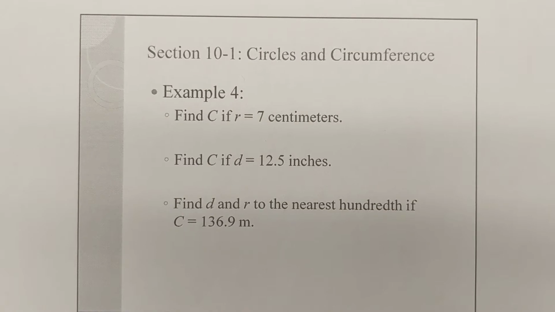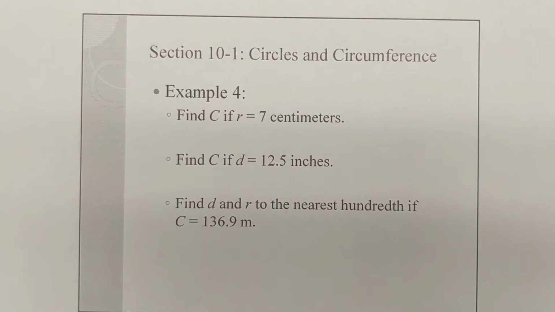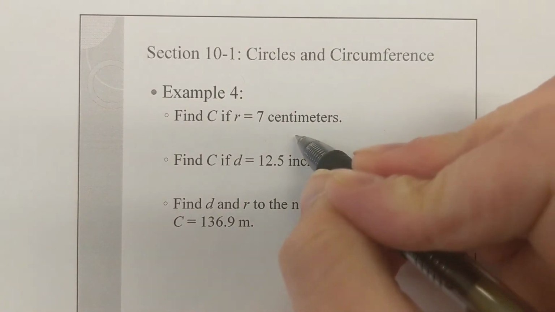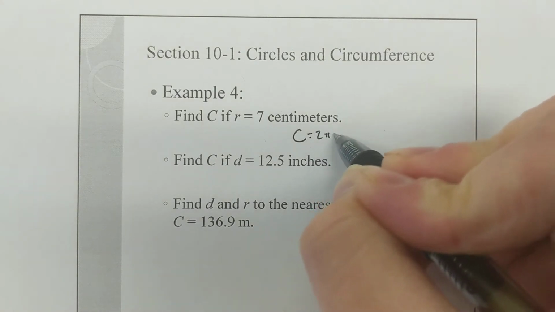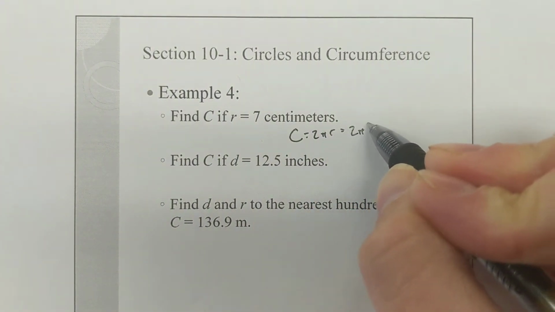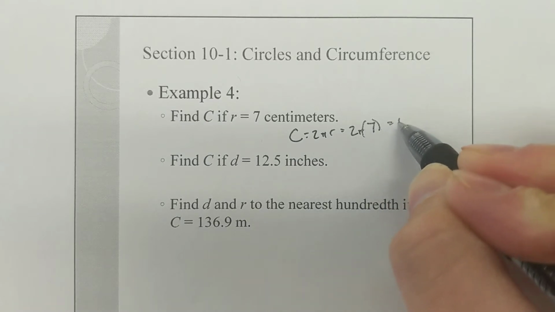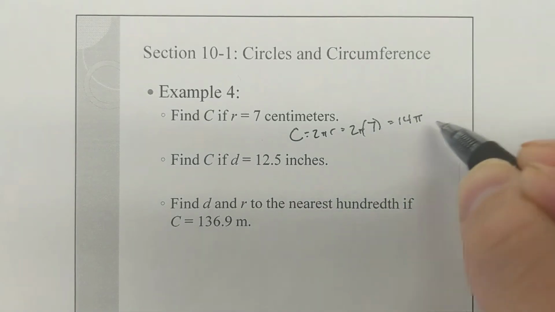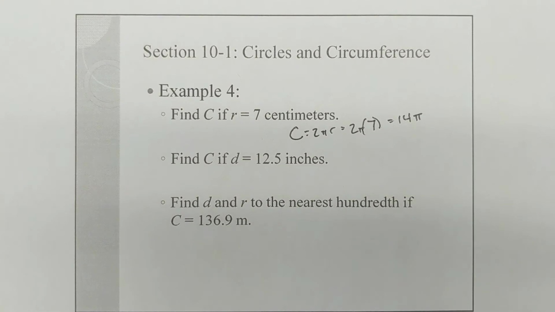All right, so example 4 here, find the circumference if r is equal to 7 centimeters. So I'm going to use this equation, 2 pi r, because I know the radius, so this becomes 2 pi 7, which is 14 pi. Now that is an acceptable answer. 14 pi is a number. You do not have to simplify that. But if you so choose, remember pi is about 3.14, or just use the pi key on your calculator.